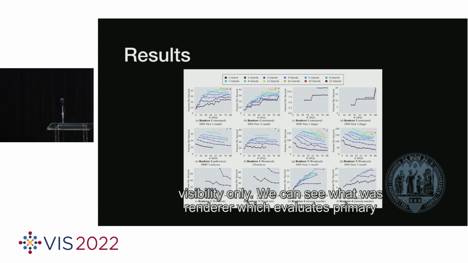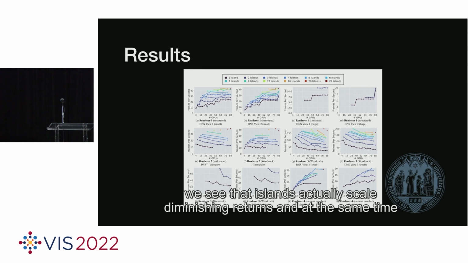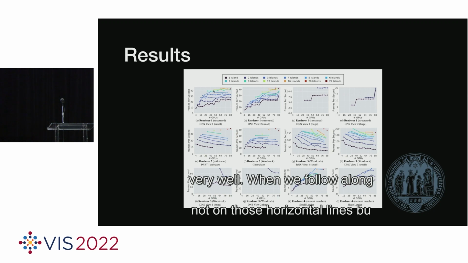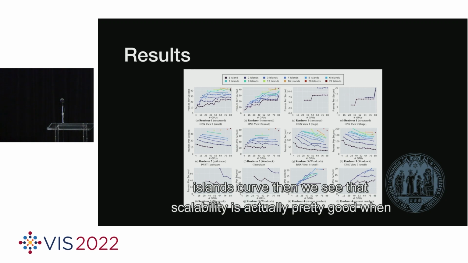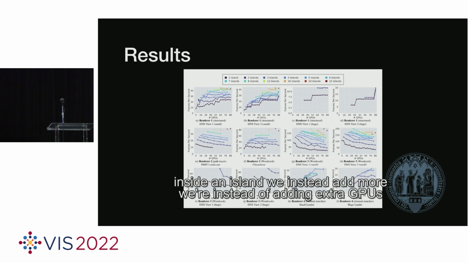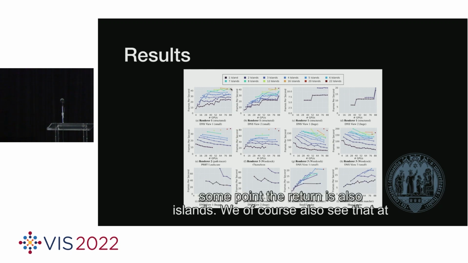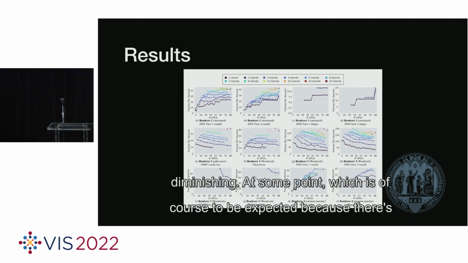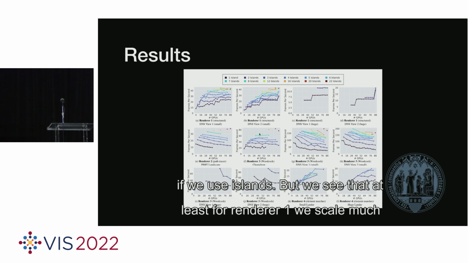We can see what was predicted, that there are diminishing returns. And at the same time, we see that islands actually scale very well. When we follow along, not on those horizontal lines, but along the contour of the island's curves, then we see that scalability is actually pretty good, when, instead of adding extra GPUs inside an island, we instead add more islands. We, of course, also see that at some point the return is diminishing, which is, of course, to be expected because there's still communication overhead, even if we use islands. But we see that, at least for renderer 1, we scale much better.